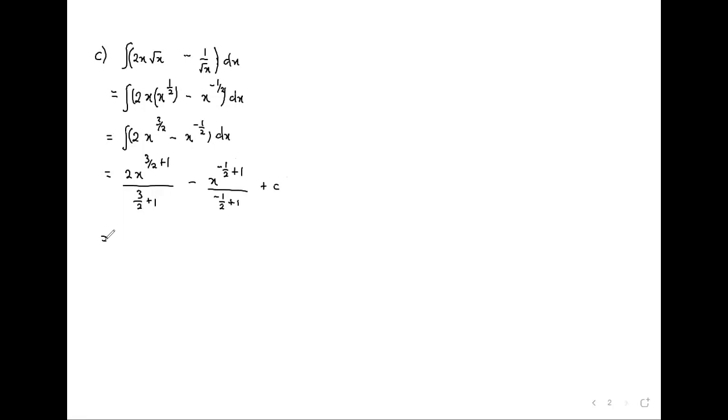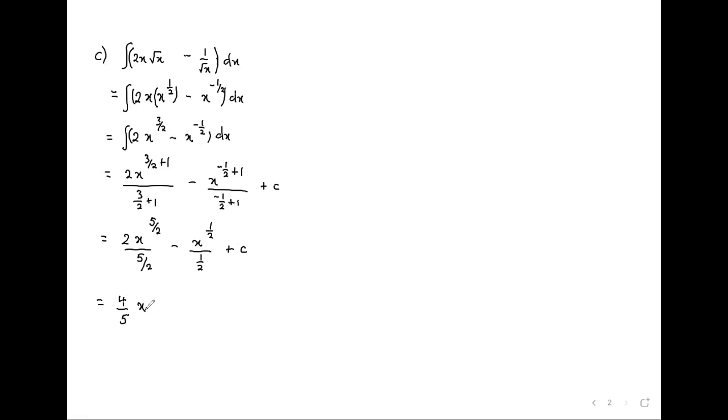So we get 2x to the 5/2 over 5/2, minus x to the half over half, plus a constant c. We can write this as 4/5 x to the power 5/2.